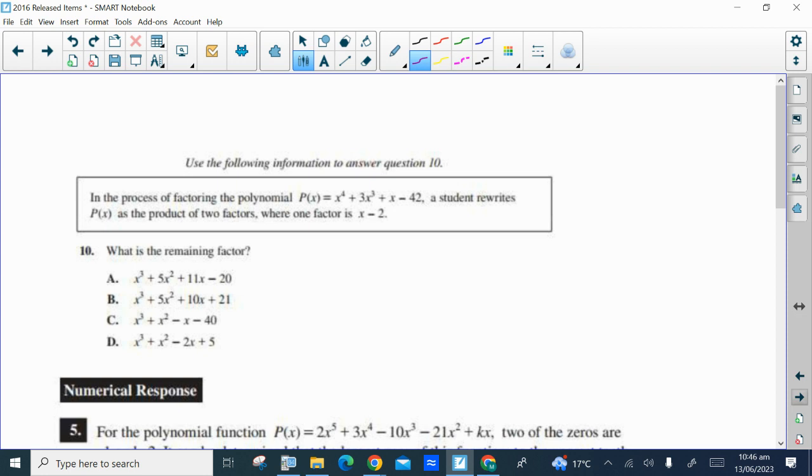In the process of factoring the polynomial p at x, a student rewrites p at x as a product of two factors where one factor is x minus 2. What is the remaining factor? Because you started with a fourth degree, if you take an x minus 2 factor out, you're going to be left with a third degree, which all four of our choices are. The nice thing about this is they've already given us one factor. We can use synthetic division to find out what the cubic factor will be.